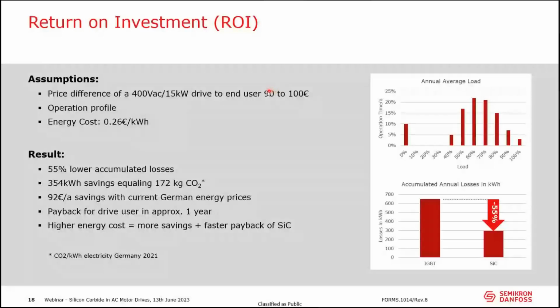15. That means you pay, and then after 1 year, the drive basically earns money or saves money, or however you want to put it. And I believe if you do this kind of way of looking at an application, then in quite many applications you will find that with silicon carbide you can create such a benefit.